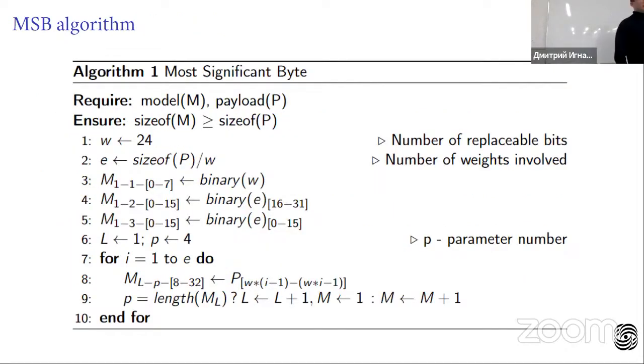For example, this is an example of the most significant bit method. It requires a model and a payload, and the payload should be embeddable. First, we store the number of replaceable bits and the number of weights involved, and this metadata we embed into the first parameters of the model. Then, parameter after parameter, we embed the rest of the payload.